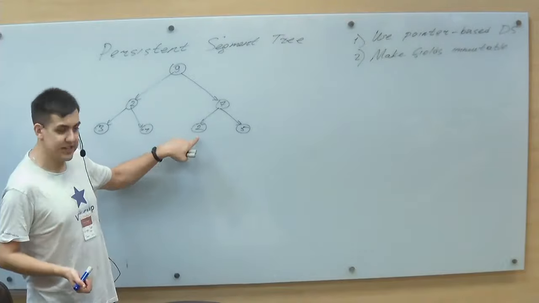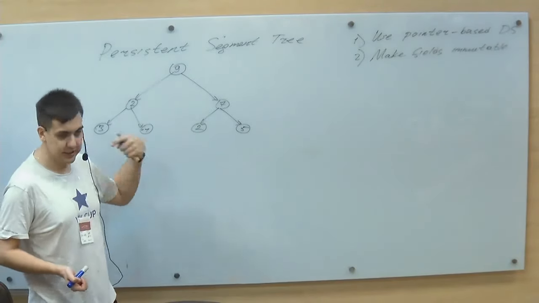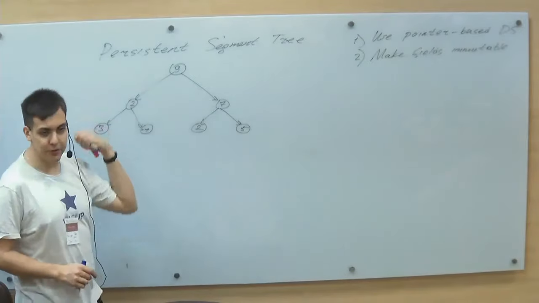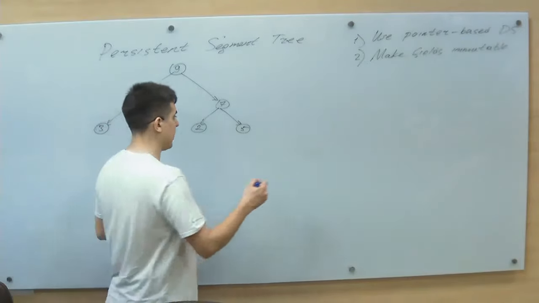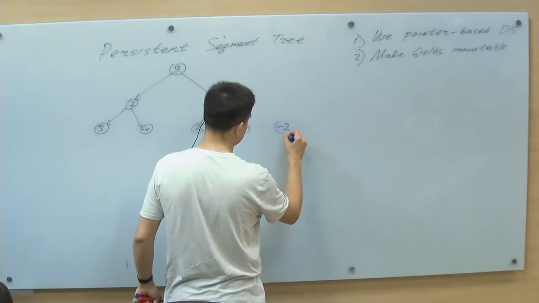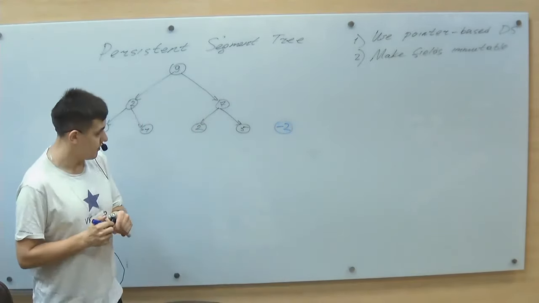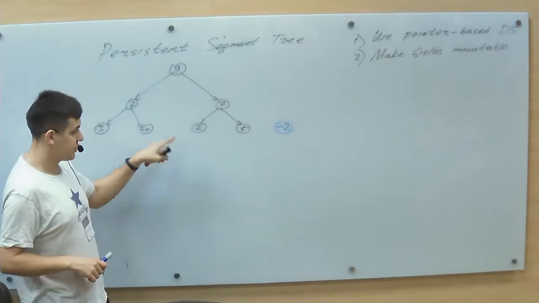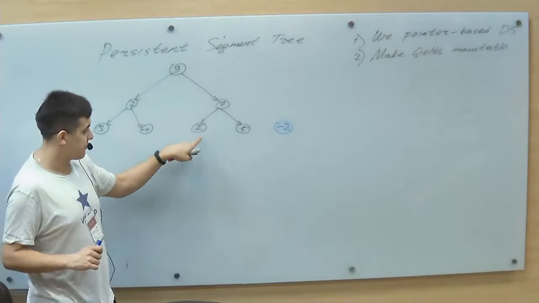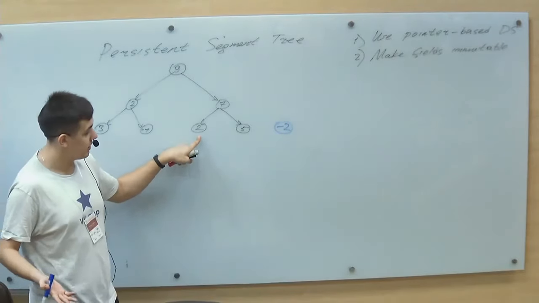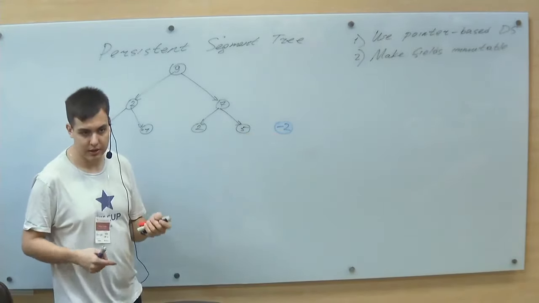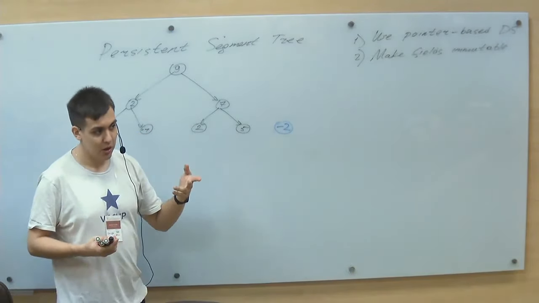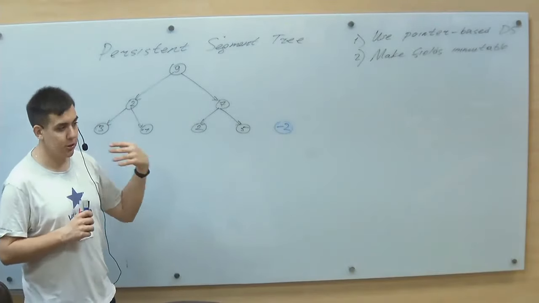So we want to change this 2 into -2. We cannot change this value here because the initial version will be corrupted. So instead we'll create a new node -2. And we'll say that all the nodes except for this one will be the same, and this will be -2. Since this node changed in this version, which nodes need to know about this change?